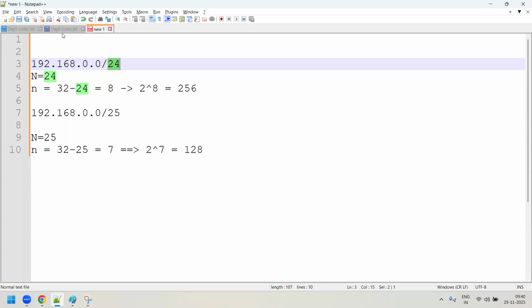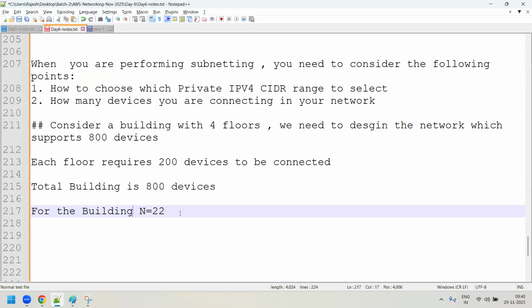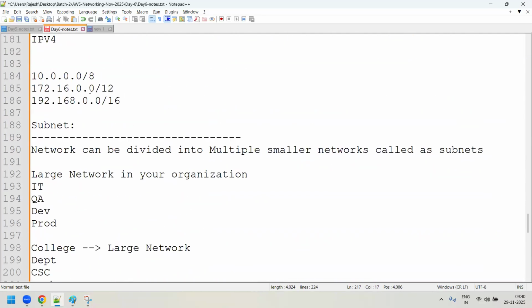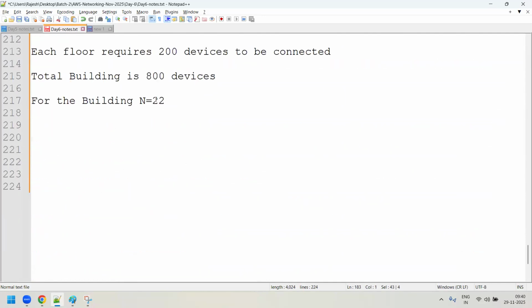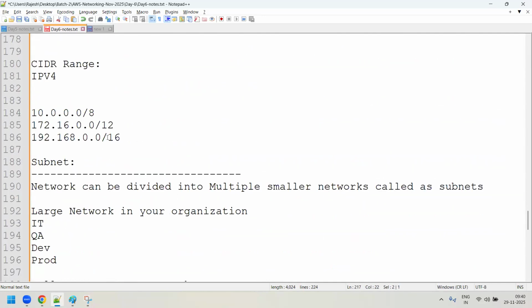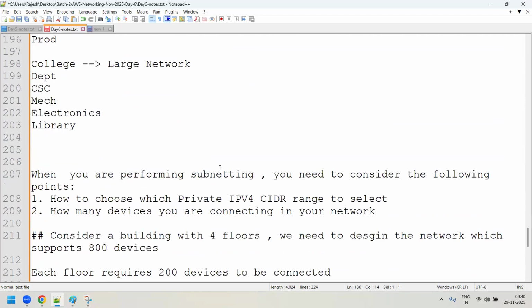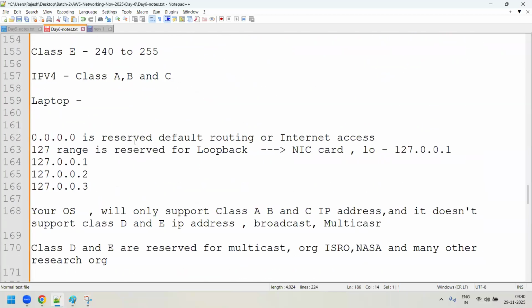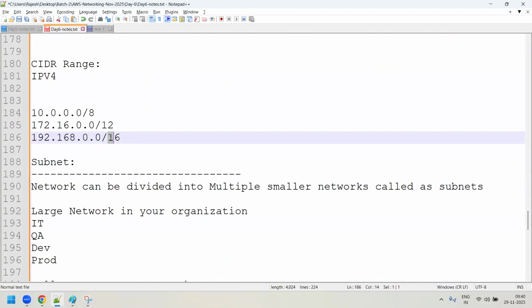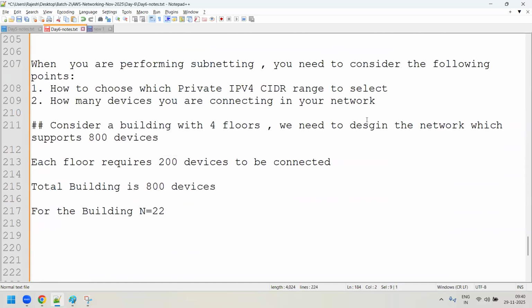Now coming back here. I'm having 22 as N. It means that N is nothing but the number of consecutive ones, right? Now if I check the range of this IP address, which is the value which is less than 22? All are less than 22, right? 16 is less than 22, 12 is less than 22, 8 is less than 22. So in that case, Rajesh, I can choose any one of these IP address ranges for designing the network.